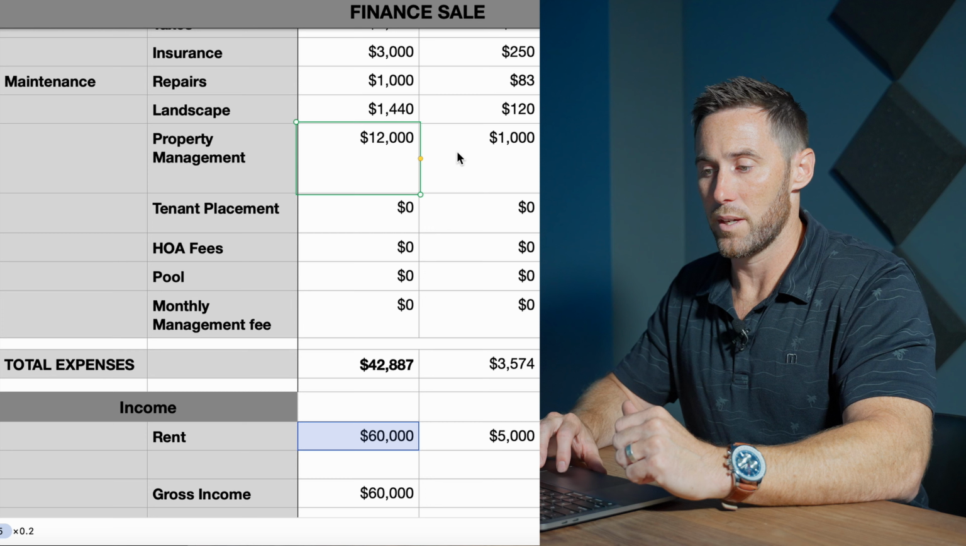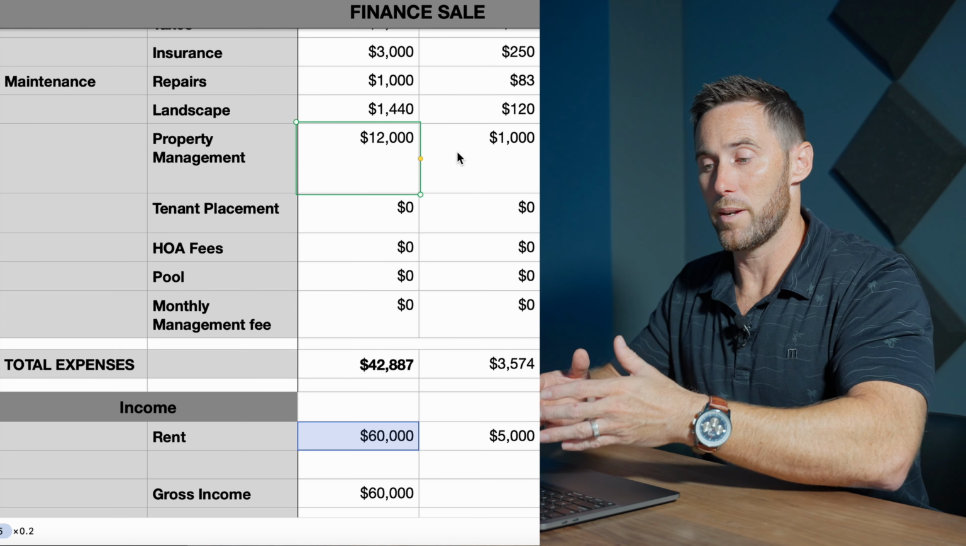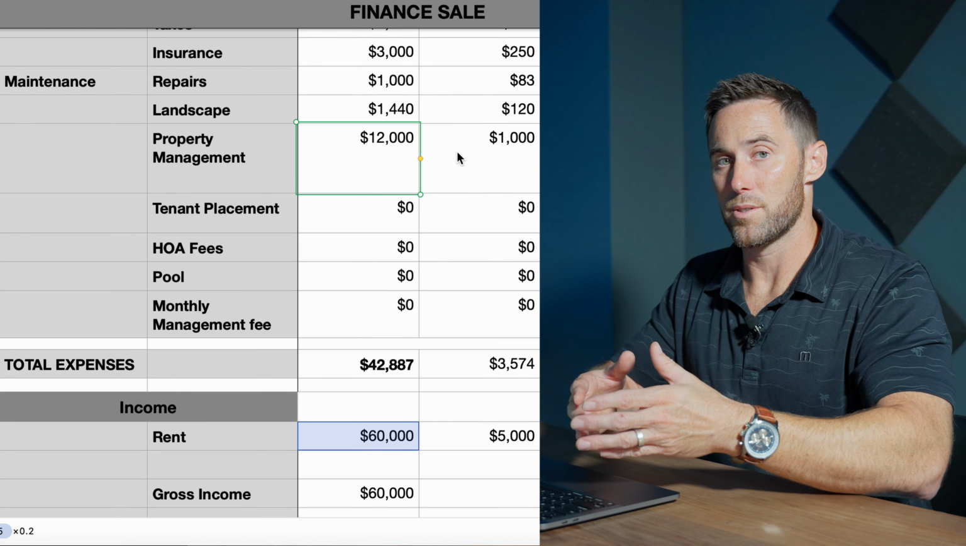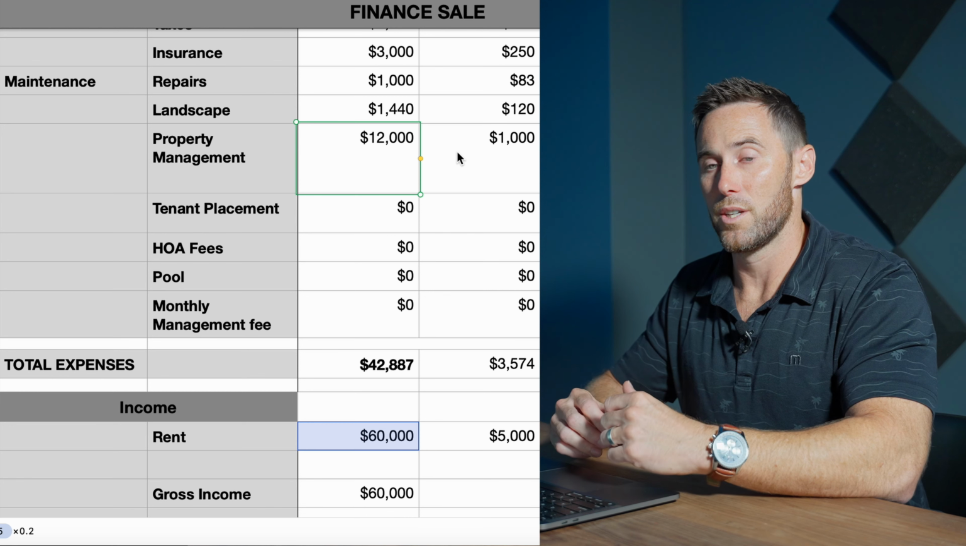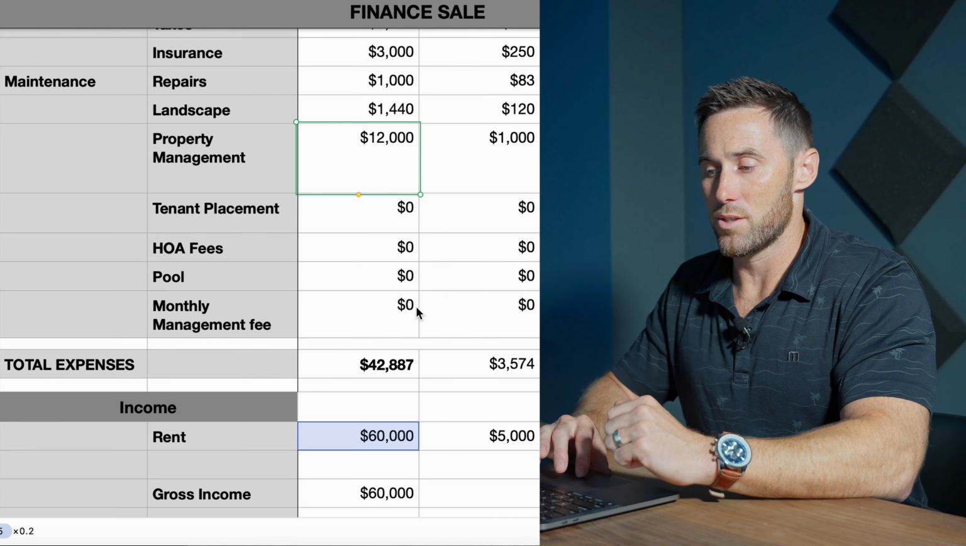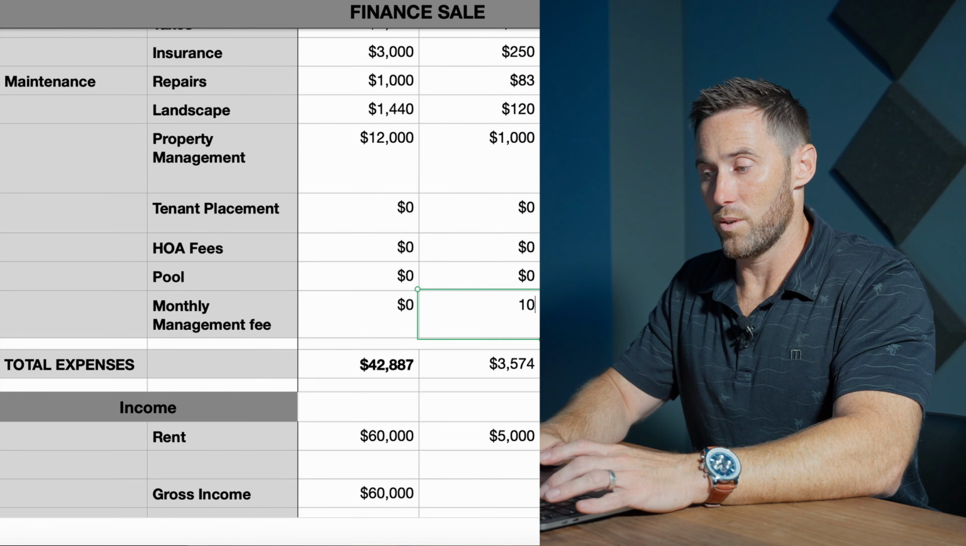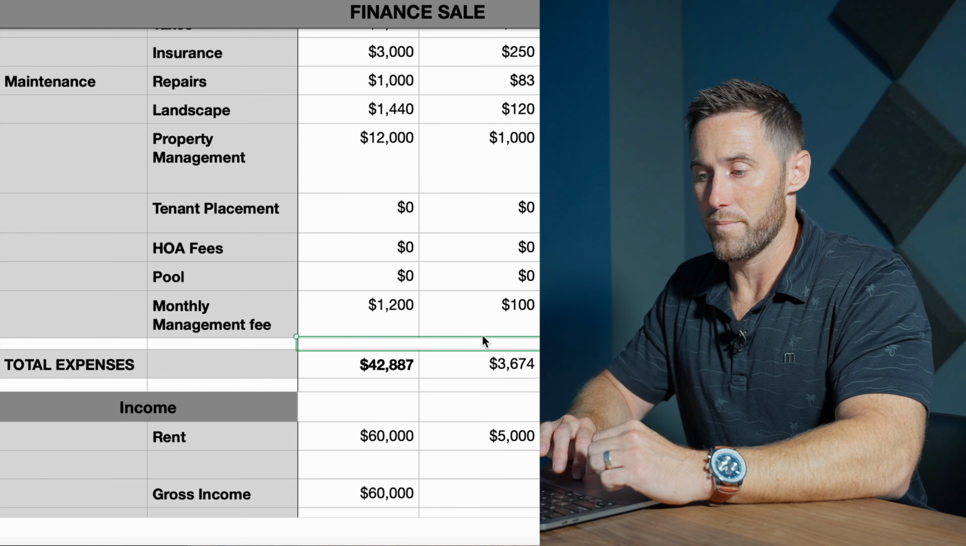a month average. Additionally, to a property management fee, property managers for short-term rentals typically charge a monthly fee as well. Let's assume that's low at about $100 per month.